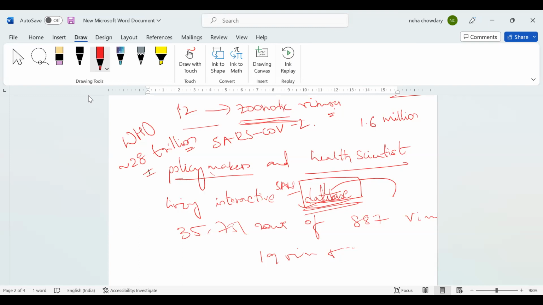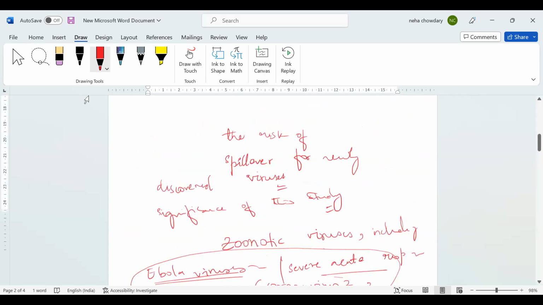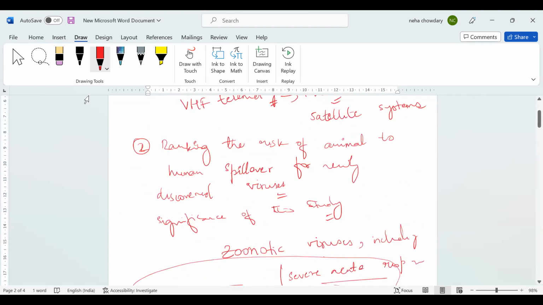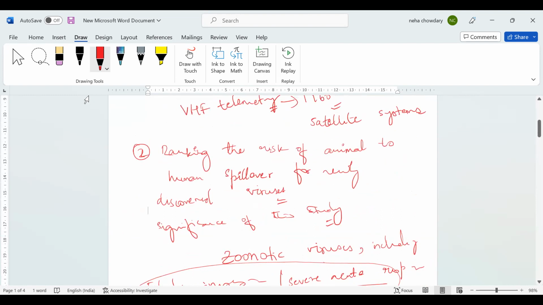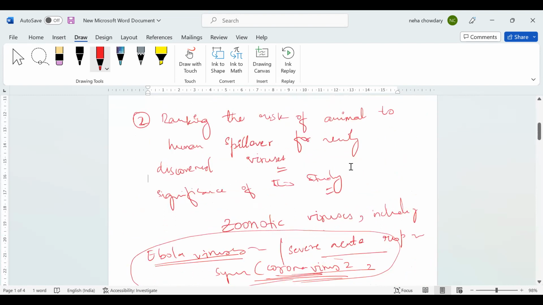So this was how the spillover of the viruses were ranked based on the risk that they pose to humans.